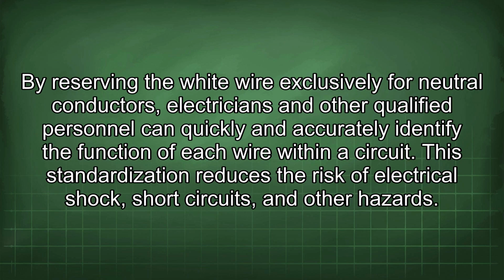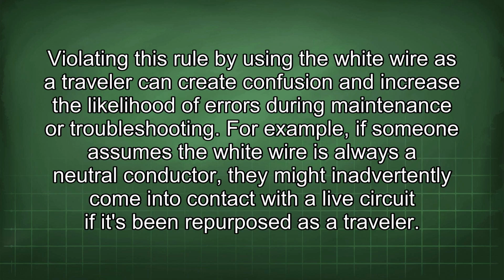The NEC aims to maintain consistent color coding standards throughout electrical systems for safety and ease of identification. By reserving the white wire exclusively for neutral conductors, electricians and other qualified personnel can quickly and accurately identify the function of each wire within a circuit. This standardization reduces the risk of electrical shock, short circuits, and other hazards. Violating this rule by using the white wire as a traveler can create confusion and increase the likelihood of errors during maintenance or troubleshooting. For example, if someone assumes the white wire is always a neutral conductor, they might inadvertently come into contact with a live circuit if it's been repurposed as a traveler.